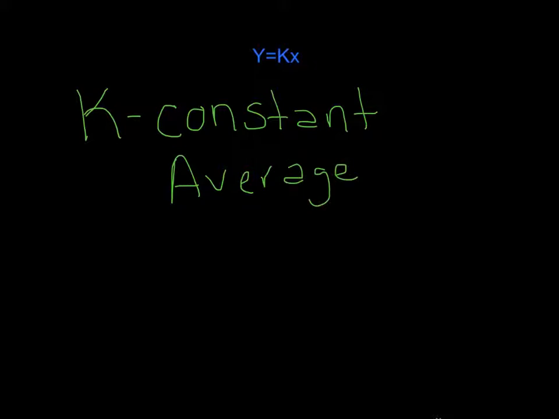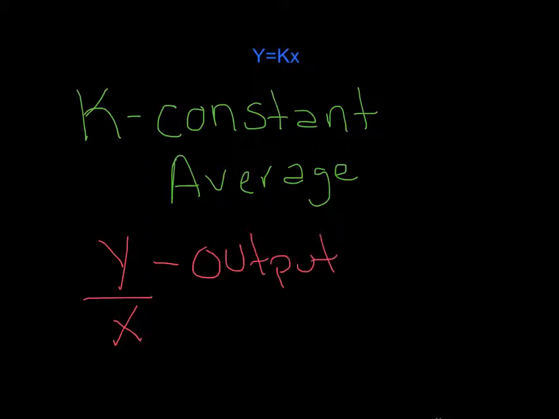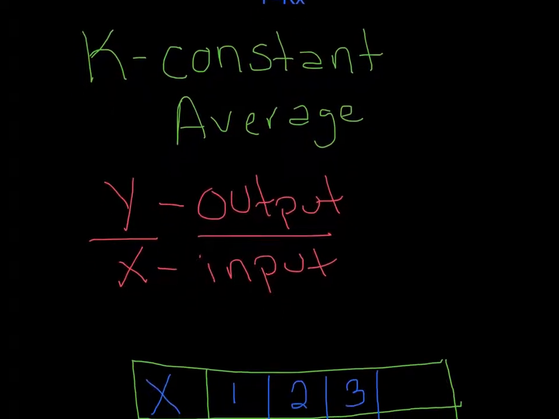Okay, and in order for us to find our constant, we do have a formula, and our formula will be y over x, or our output over our input, because we talked about it in class that y is our output and our x is our input. Okay, let's jump into a couple examples using this formula y over x.